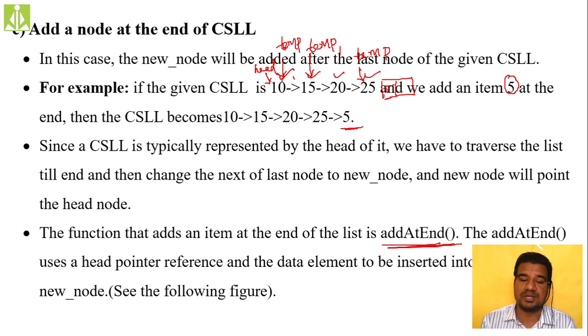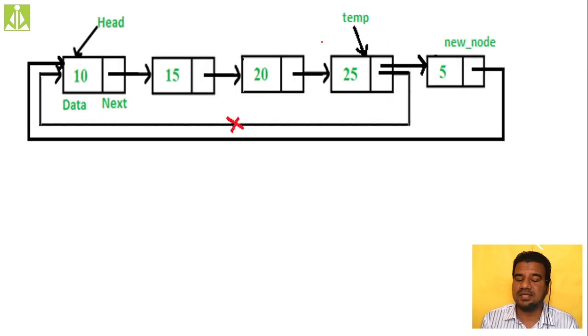I'm really impressed. Okay, so adding a node at the end of the CSLL, circular singly linked list. So like this, if you have the circular singly linked list, simply push a temporary pointer so as it is going to point the last node. So before the insertion of this new node, your last node will be this one, isn't it? Your last node will be this one.